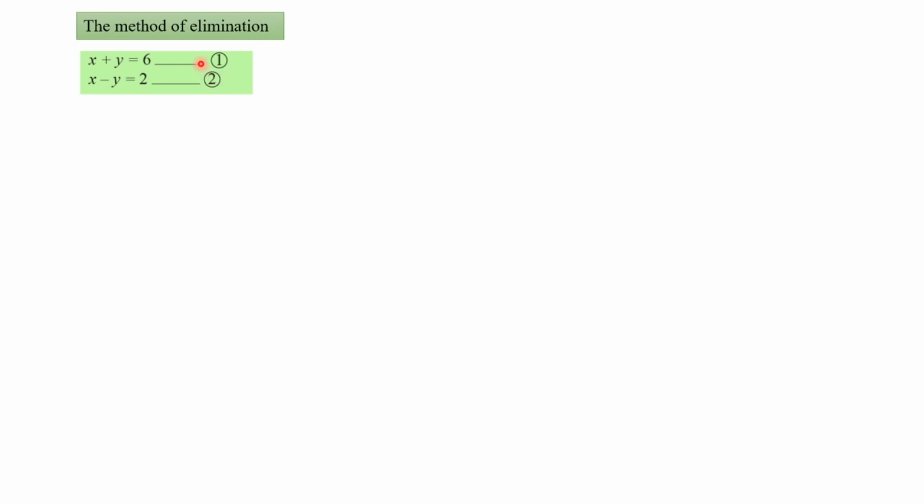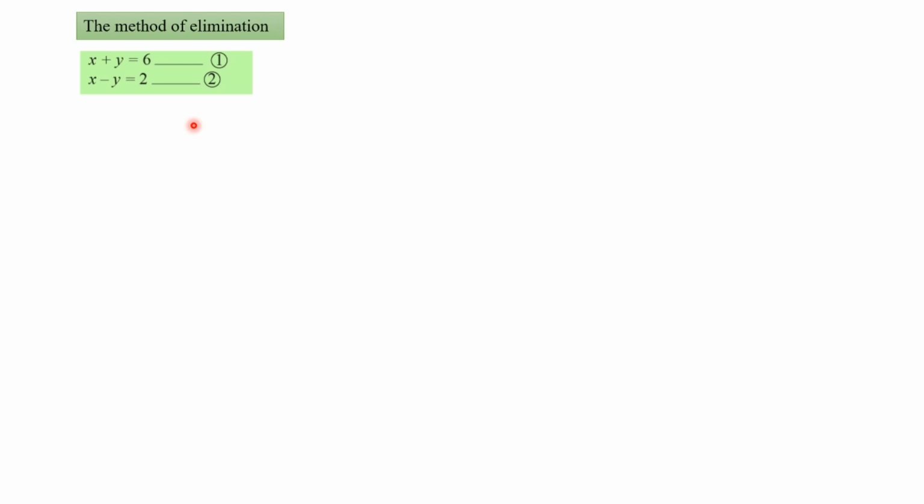So I can add these two equations, I can multiply these two equations, I can divide these two equations. I am going to use some mathematical operations for the whole equation, combine or do something for whole equations, then I can remove one variable.